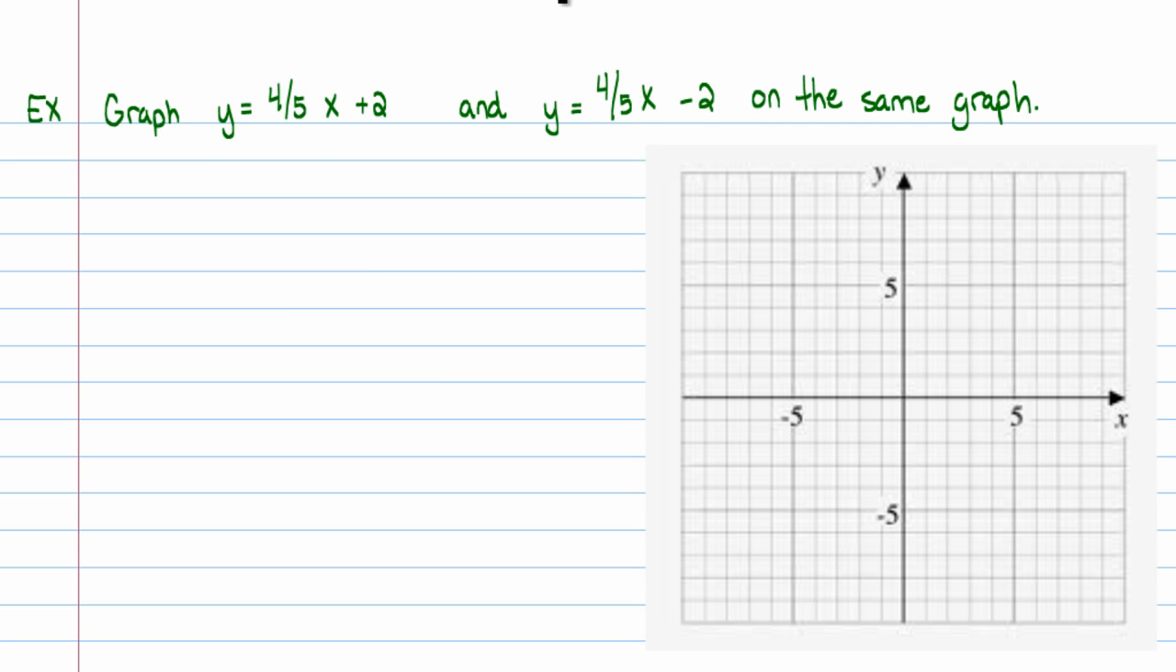In this first example, we're going to justify a property of parallel lines by graphing a couple of equations and noticing something about their graphs. The first equation we'll graph is 4/5 y equals 4/5 x plus 2. I'm going to use the fact that we know from the slope-intercept form, y equals mx plus b, that 2 represents the y-intercept. So I'll plot that right here. And the 4/5 is the slope. So we'll use the slope to get to another point.